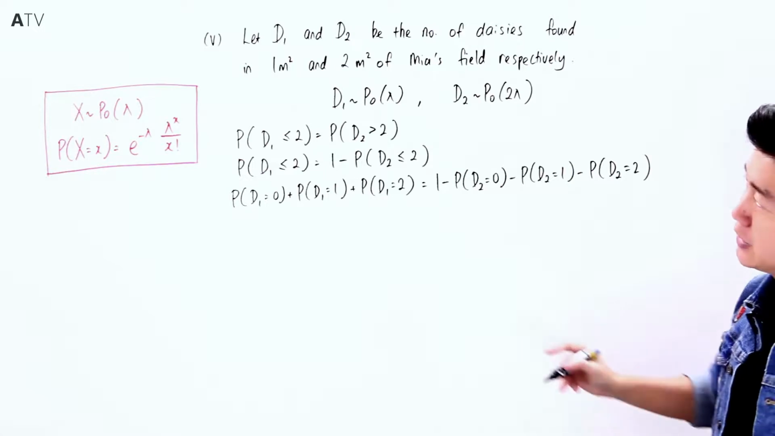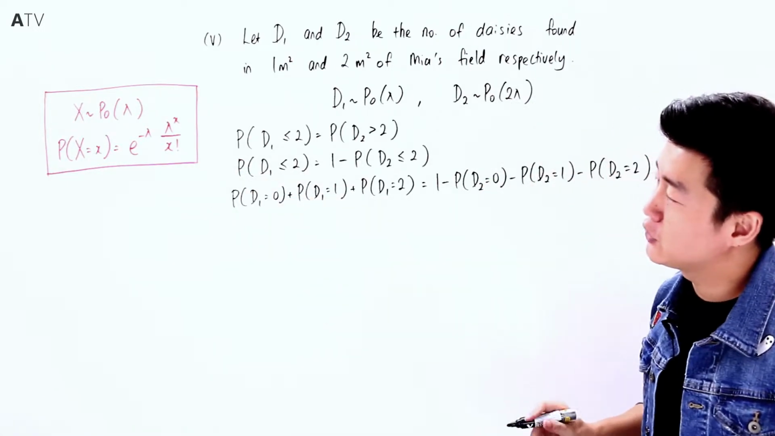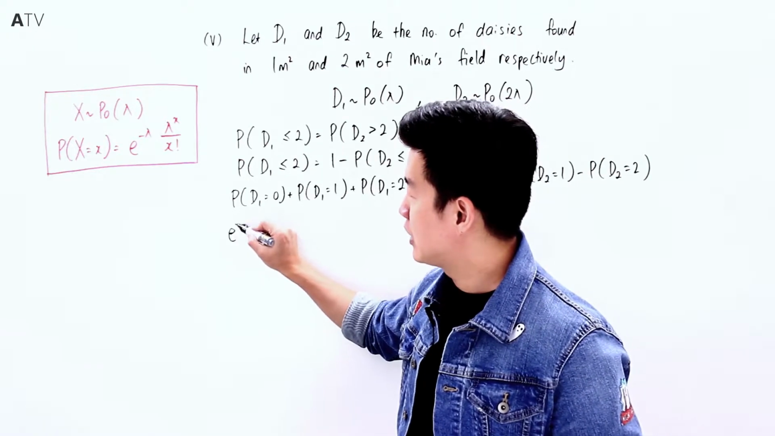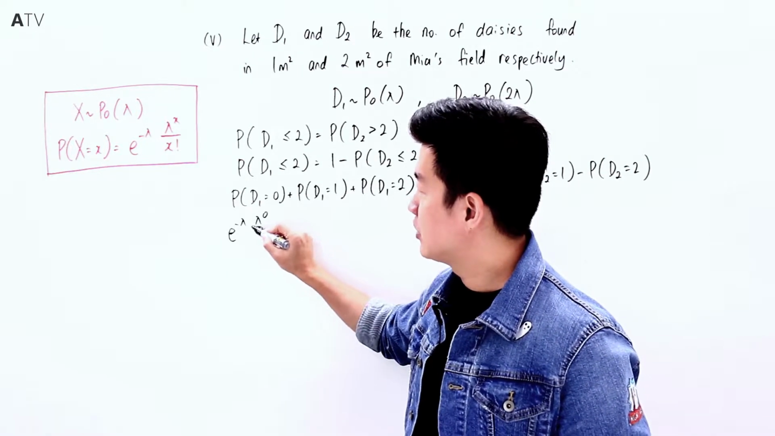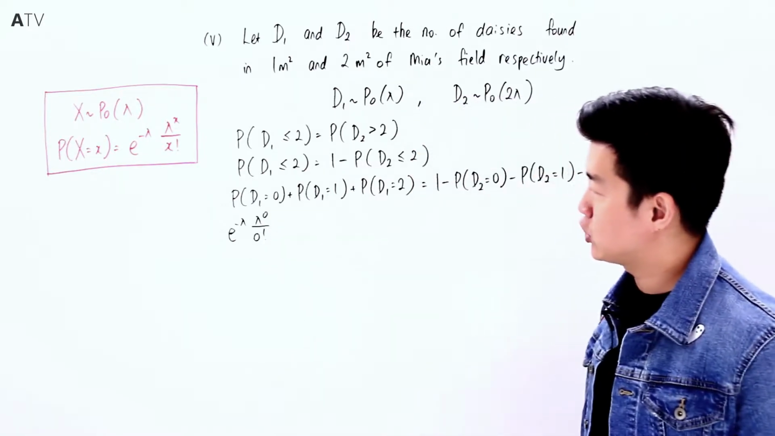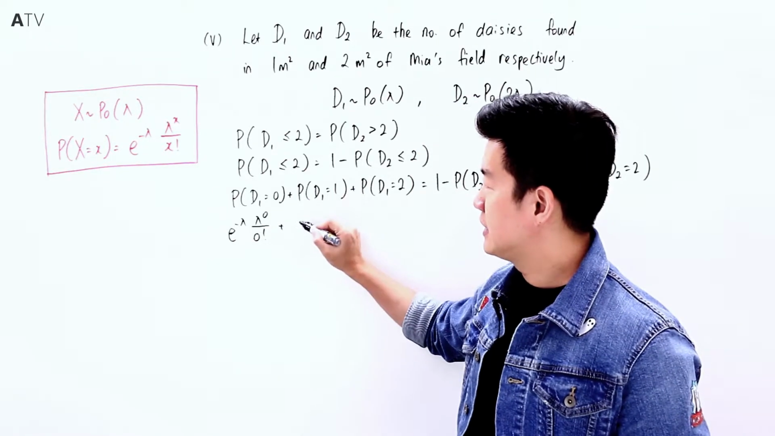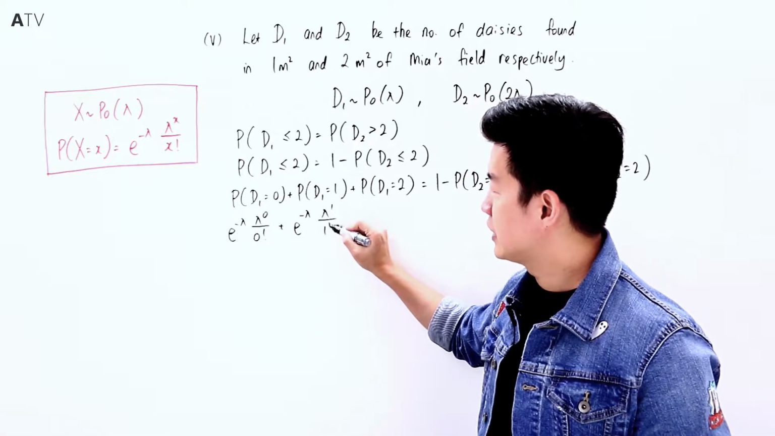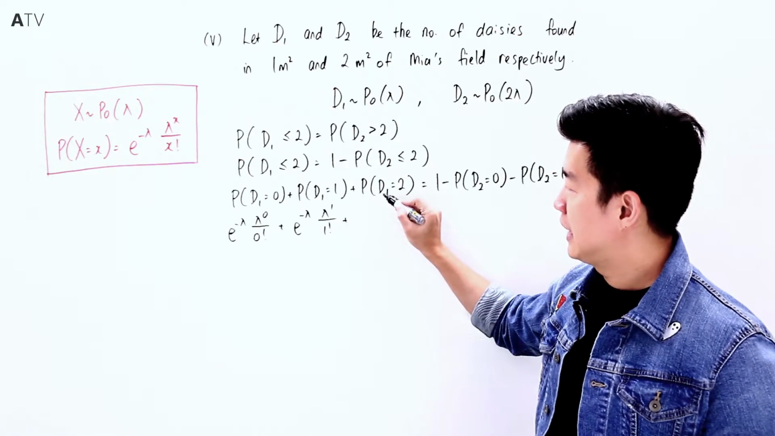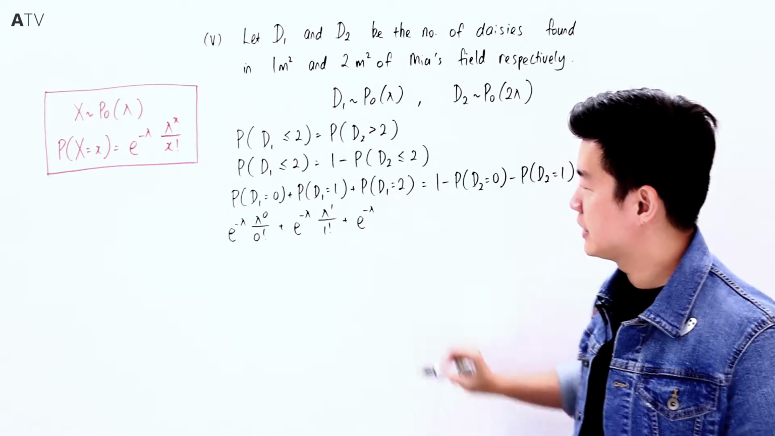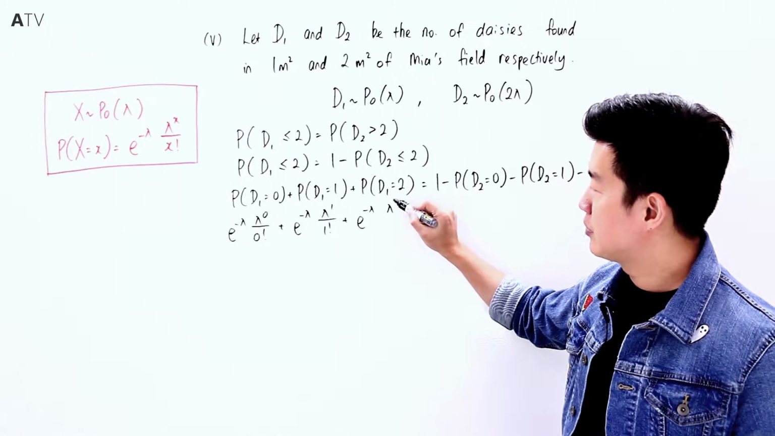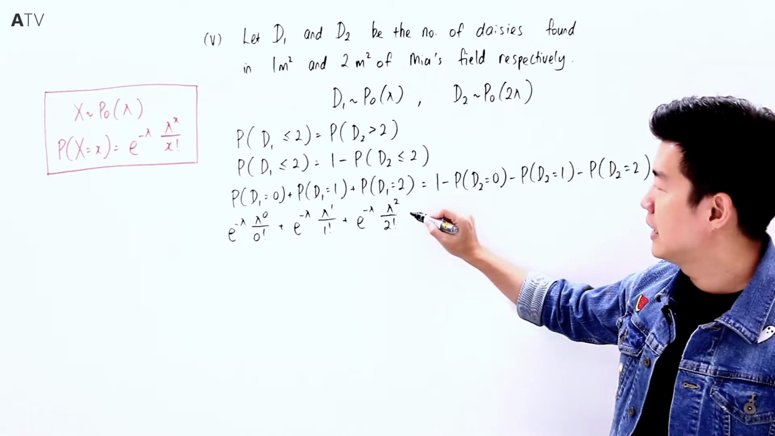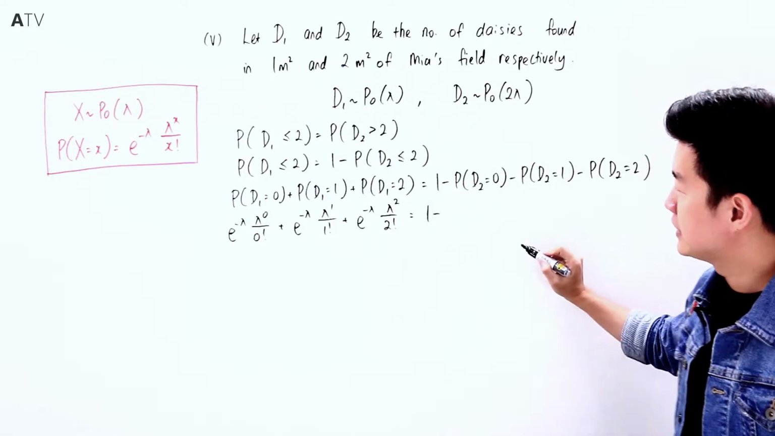Then if I apply what we have in our formula sheet for the formula for the Poisson distribution, this will be e to the power of minus lambda, lambda to the power of 0 divided by 0 factorial, plus e to the power of minus lambda, lambda to the power of 1 divided by 1 factorial, plus e to the power of minus lambda, lambda to the power of 2 divided by 2 factorial, which is going to be equal to 1 minus this.